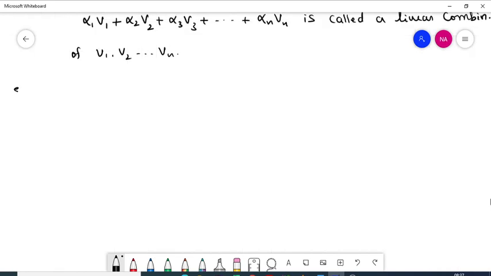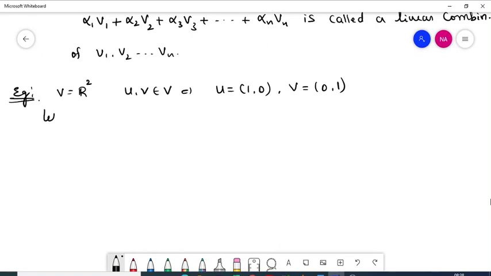Example. Let us take V to be R square, a product space, and choose two elements u, v belonging to V. I will take u to be (1, 0) and v to be (0, 1). Then you need to choose two elements from R. Let alpha, beta belong to R be arbitrary.